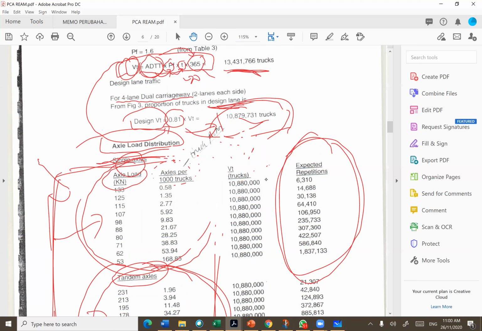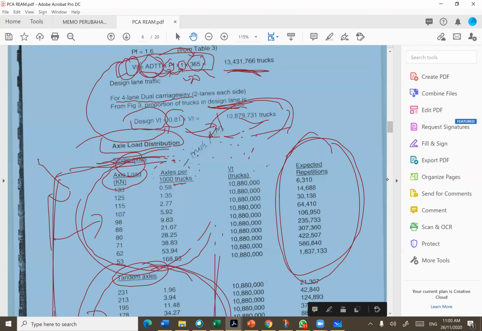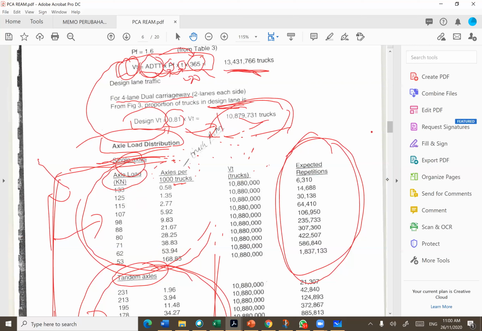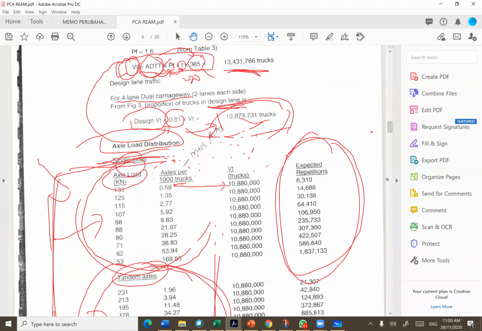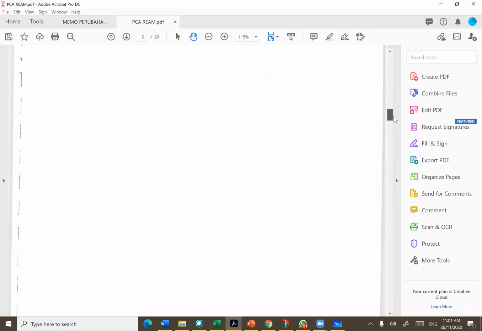So, how to get the expected repetition? You take the 0.58 axle load per 1,000 trucks, multiply with the VT, and then divide by 1,000. This one times this one, after that divide by 1,000. You will get 6,310. Can you calculate for me? Do you get 6,310, or maybe 6,340, something slightly different?